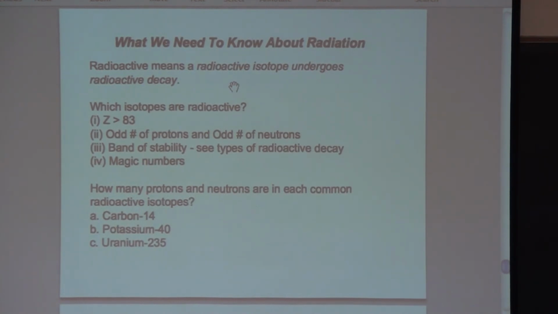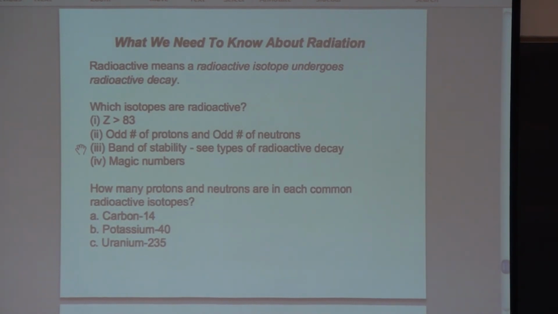Radioactive means the isotope undergoes radioactive decay. This list tells us which isotopes are radioactive. If the atomic number is greater than 83, all the isotopes of those elements are going to be radioactive. In general, if there's an odd number of protons and an odd number of neutrons, chances are that isotope is going to be radioactive. If there's an even number of protons and an even number of neutrons, chances are that isotope is going to be stable.